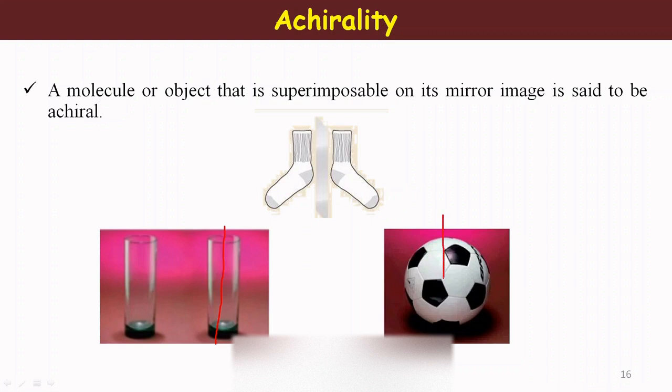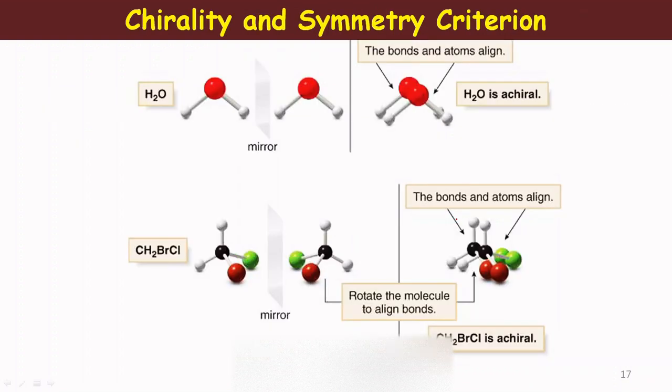So we can imagine an internal plane which will be dividing the object into two halves. This makes the compound achiral. Similarly, when we look at molecules, if you consider a water molecule, you can imagine a hypothetical plane which will be dividing the molecule into two halves. The object and its mirror image are superimposable. Hence it is achiral.